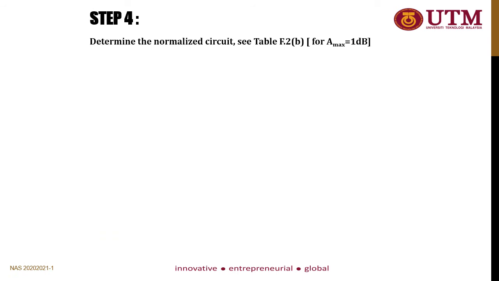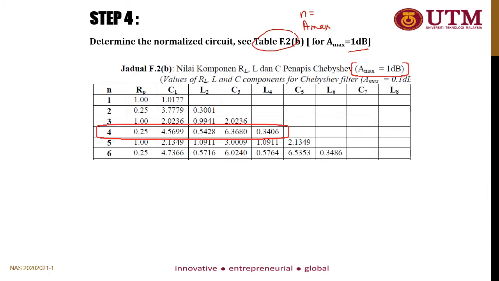Okay, next, if the question asks you to provide the normalized circuit, you need to refer to table F.2b in this case for Mx equal to 1 dB. So again, it depends on your n values and also your Mx values. This is how the table F.2b looks like. F.2a is basically for Mx equal to 0.1 dB.